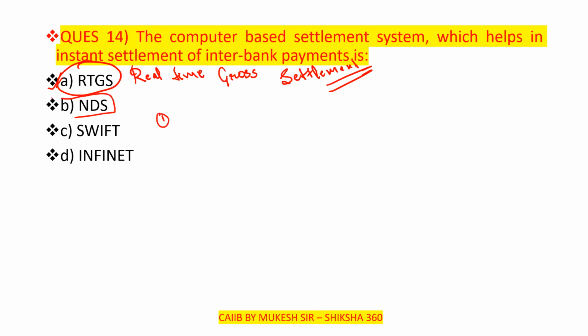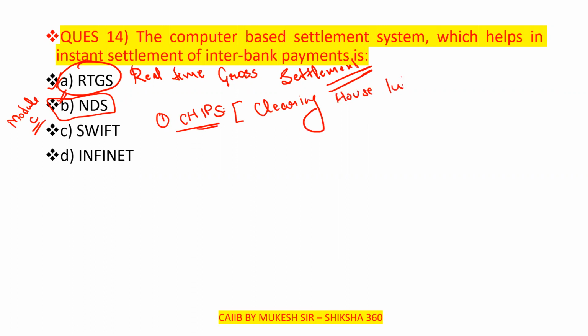Negotiated Dealing System. Clear? For that, we have to cover it under Module C. Very, very important. NDS also. So first of all, for revision purposes, we will discuss CHIPS. CHIPS is a payment system used wherein. First of all, what is the full form? Clearing House Interbank Payment System, that is CHIPS.